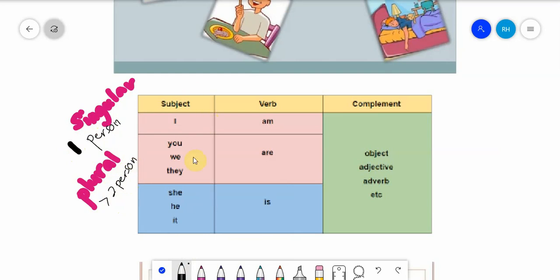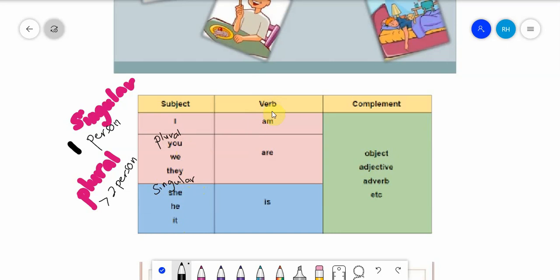In these three columns, they already divided the subject into singular and plural. I is special. It is one person, but the verb acts as plural. Okay, we leave the I first. Let's take a look at you, we, and they. These are all plural, meaning they are more than one, including you. She, he, it are all singular.